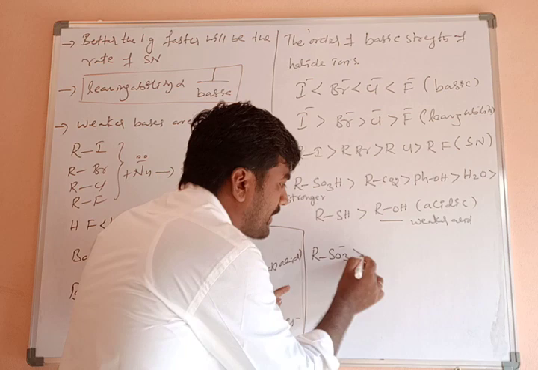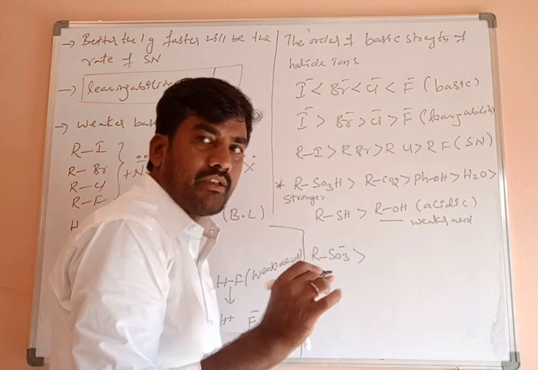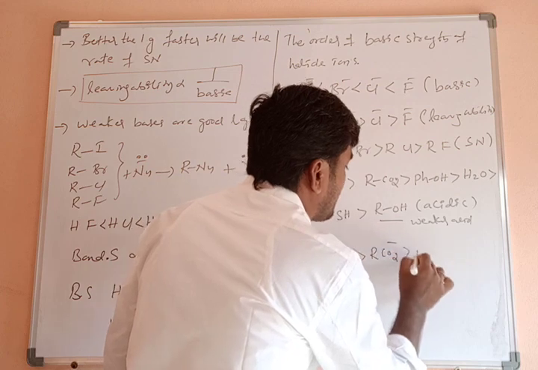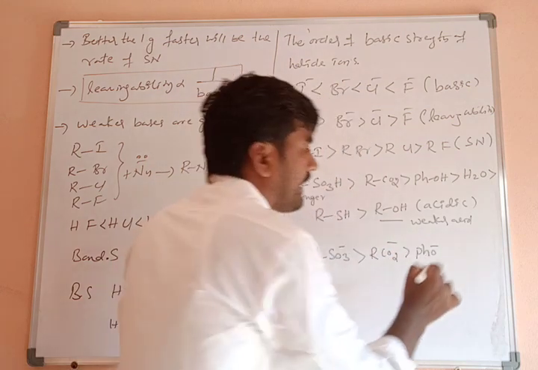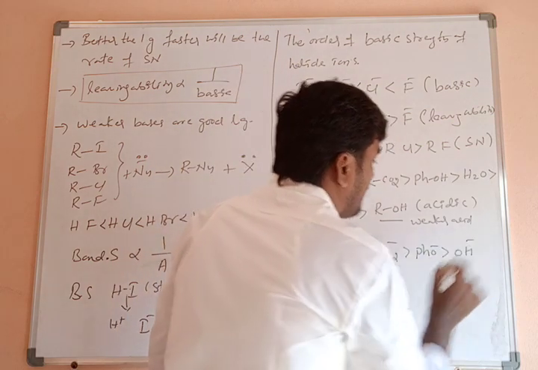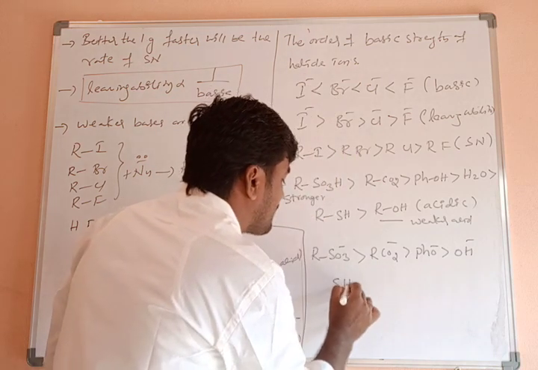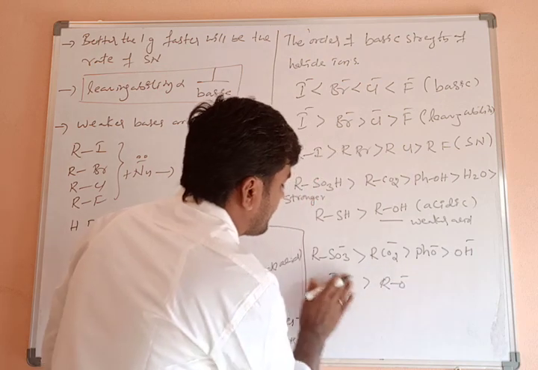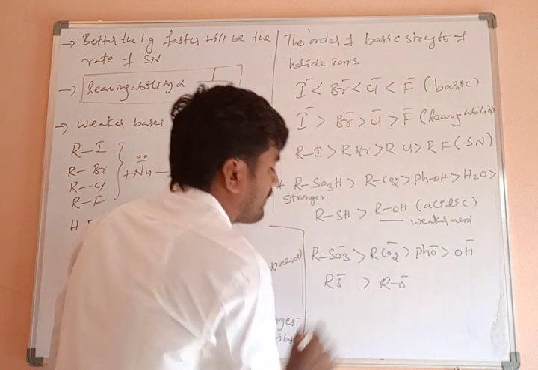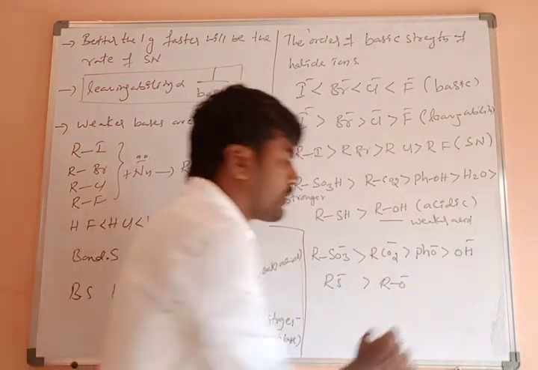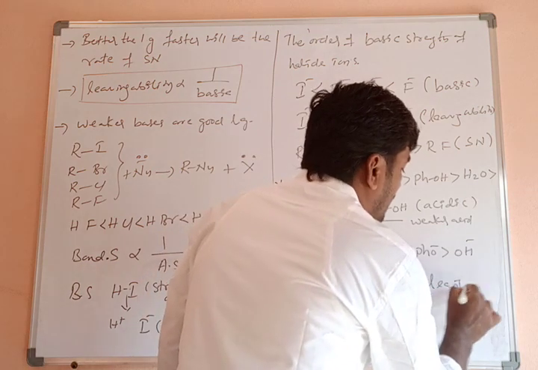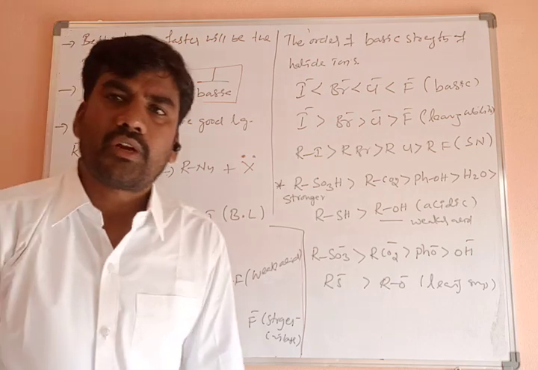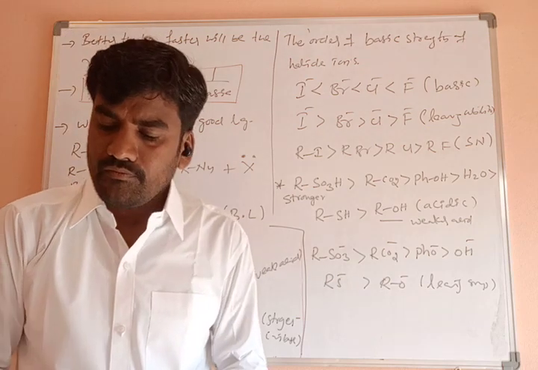The leaving group order: first RSO3 negative. Next RCO2 negative. Next PhO negative. Next OH minus. Next SH minus. Next RO minus. So this is RS negative. This is the leaving group ability. By using this relationship, we can take a number of examples for the leaving group.